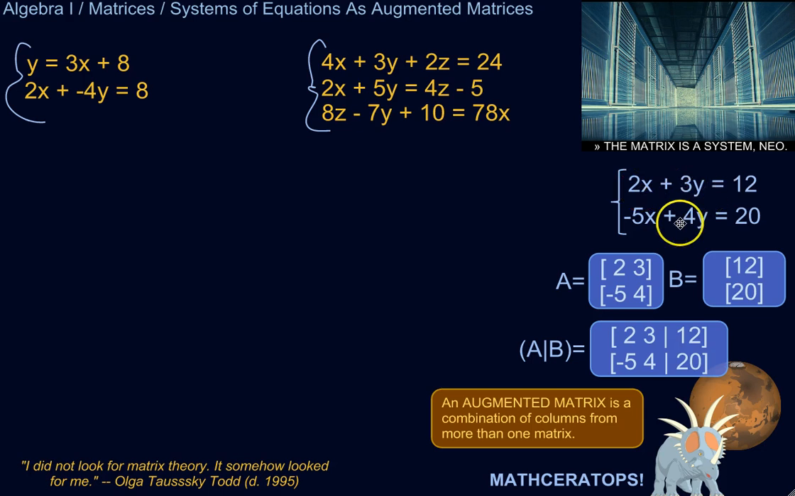X on the left and y on the right. Okay, so I just take these coefficients, these numbers in front of the variables, and put them into a matrix. So, 2, 3, -5, 4. And then I can make a matrix of the constant part. 12, 20, right? Well, I can take these and then write what's called an augmented matrix.